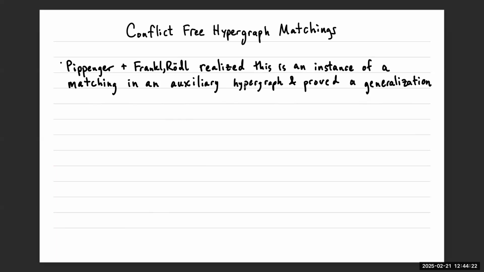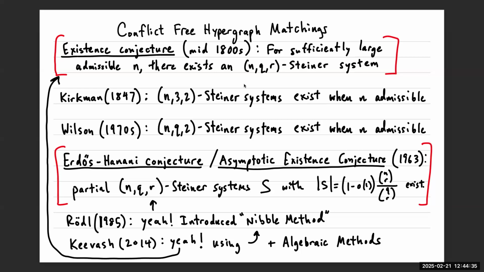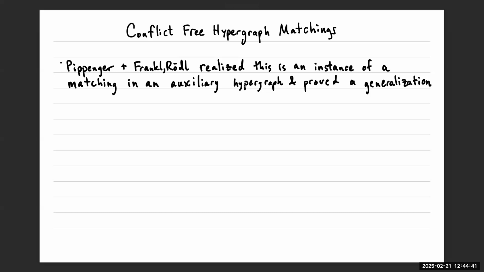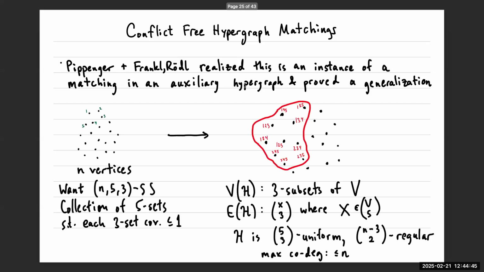Right. So for the asymptotic one, Pippinger and Frenkel and Rödl independently realized this is an instance of a matching in an auxiliary hypergraph. Finding a partial Steiner system is the same as finding a matching in a particular hypergraph. And what is the hypergraph? Suppose, just as an example, you wanted to find an (n,5,3) Steiner system on these n vertices. That is a collection of 5-size subsets such that every triple of vertices is covered at most once, right?